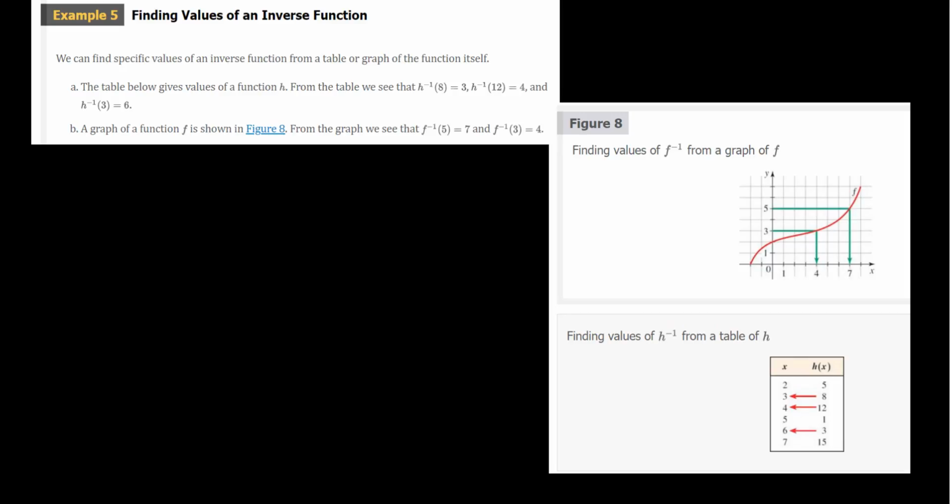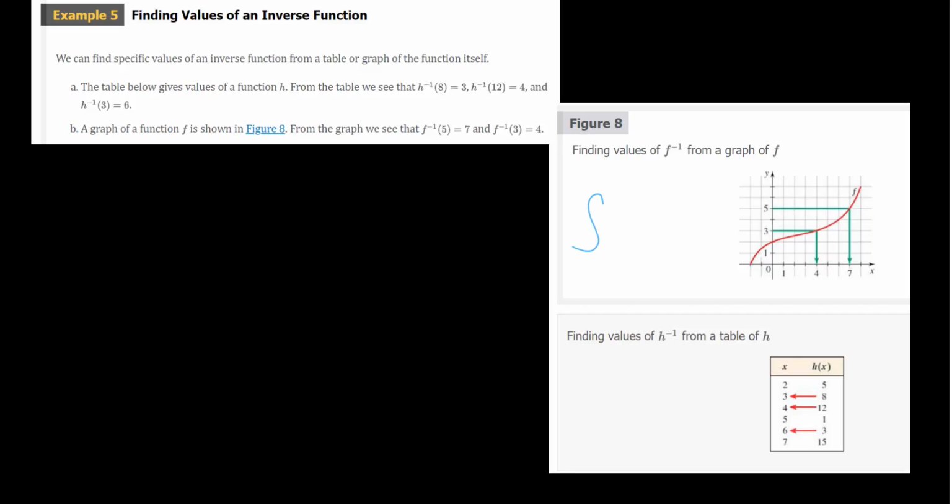And of course, a graph of function f is shown. First of all, we're going to look at this graph, and since we are talking about inverse functions, in order to qualify for an inverse function, the function must be a one-to-one function, and we do indeed see that this graph is one-to-one. That's not part of the problem, but I just wanted to express that. And we see that f inverse of 5 is equal to 7. So let's look at this.